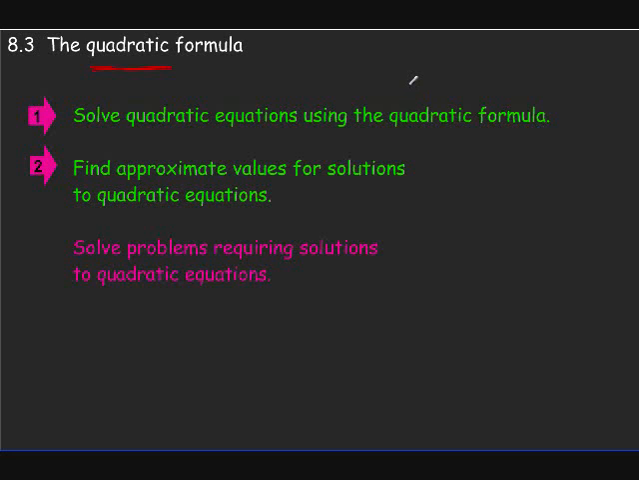The other way we learned in our last lesson, or the lesson before that, was we could solve any quadratic equation by using the technique of completing the square. You're going to see in this lesson where those two are related to one another. The other thing for this lesson is to find approximate values for solutions, and of course that's as opposed to finding the exact values.